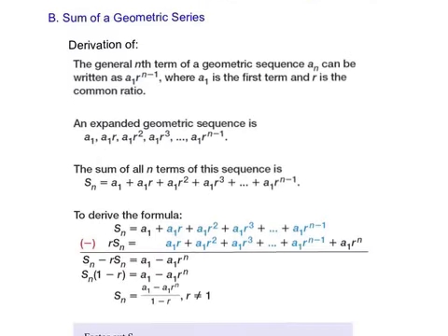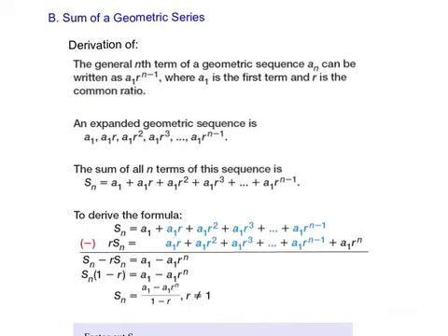In the third slide today, we are going to derive a geometric series formula. Now, first of all, let's take a look at what the geometric sequence formula was. The general nth term of the geometric sequence, a sub n, can be written as the first term times r raised to the n minus 1, where a sub 1, remember, is the first term, and your r value is your common ratio.